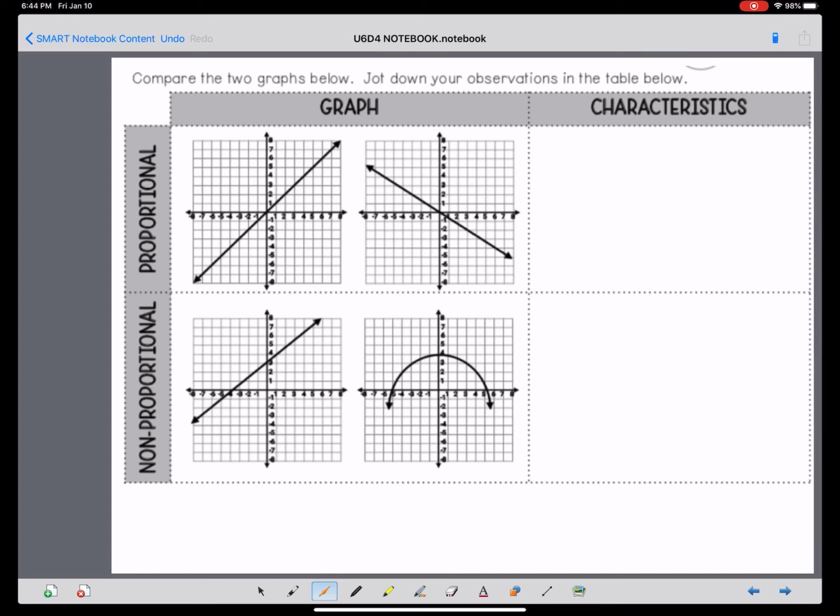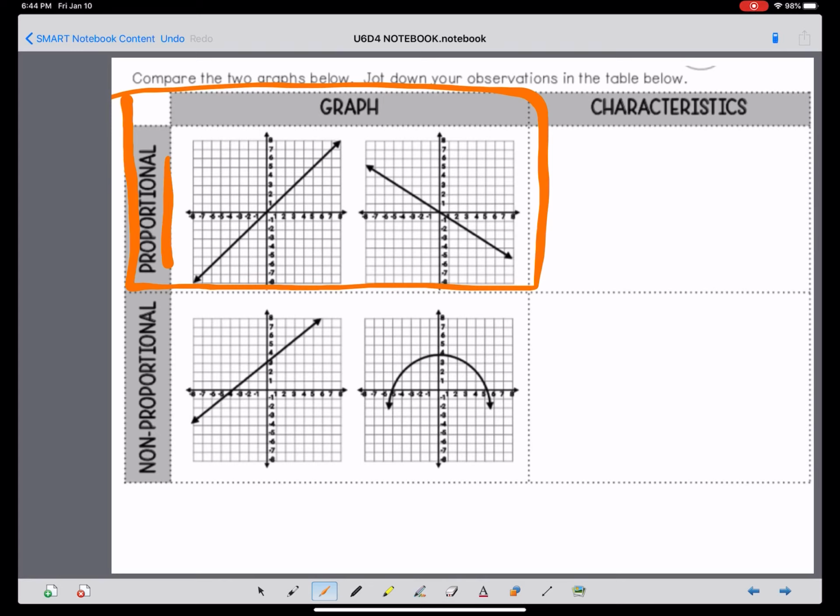So let's compare the two graphs below. It says jot down your observations in the table. Here we go. Here's two graphs right here. They say that they are proportional. Why are these two graphs proportional and the bottom two graphs are not proportional? What do we notice that's different?